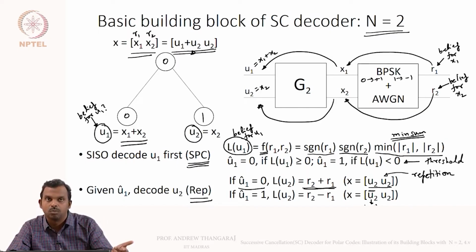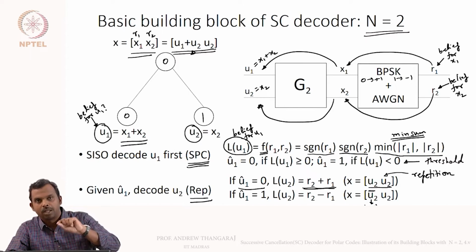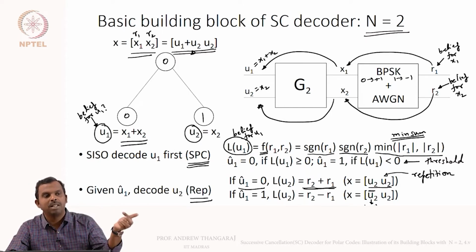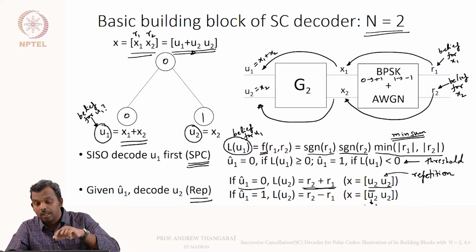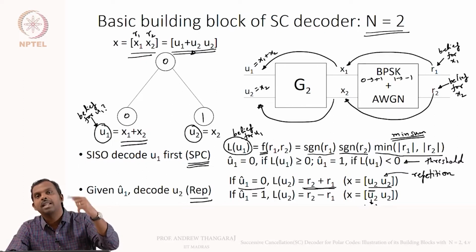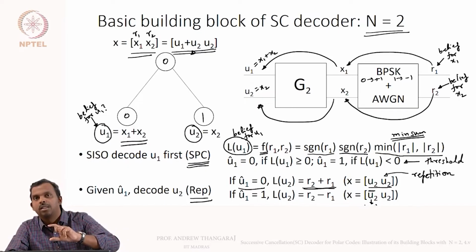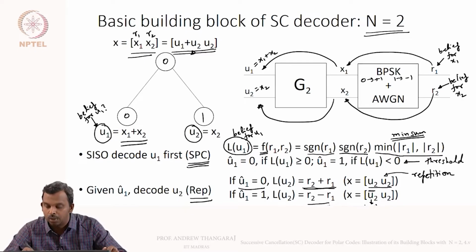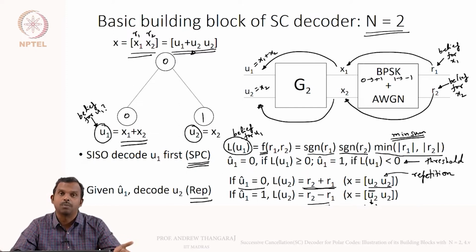Minus r1. Think about it, BPSK maps 0 to plus 1 and 1 to minus 1. If for a particular bit you have a belief, for its complement the belief is the negative, the minus of that. So when u1 hat is 1, what you transmitted is u2 complement and u2. r1 is a belief for u2 complement, so minus r1 is another belief for u2. Similarly, r2 is a belief for u2. So what is the total belief? r2 minus r1, which is again an addition, except that because of the complement you have to do r2 minus r1.